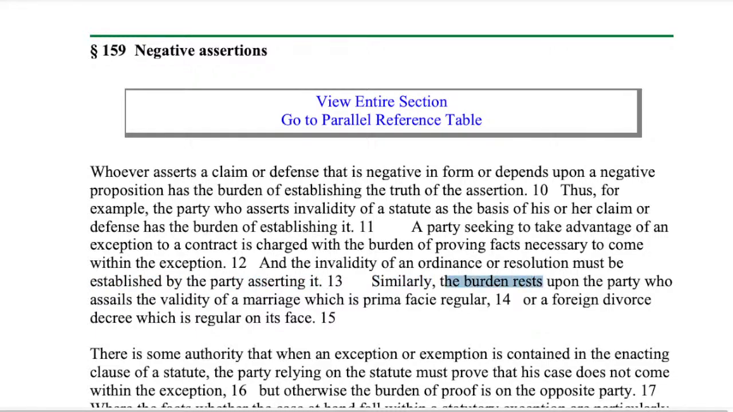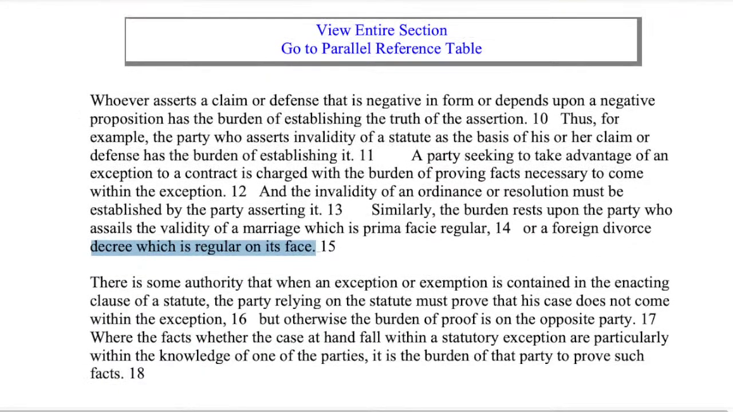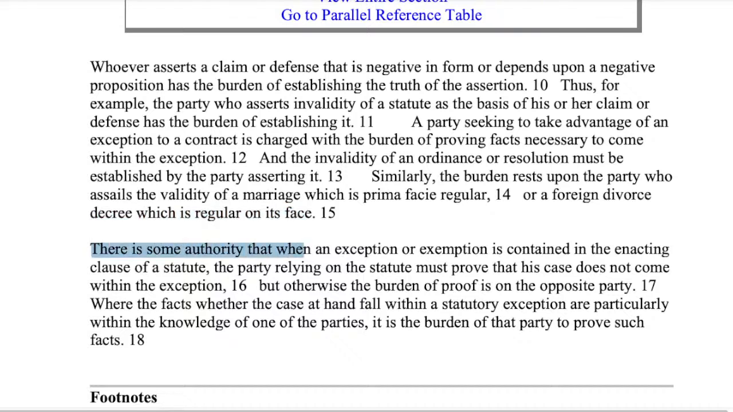Similarly, the burden rests upon the party who assails the validity of a marriage, which is prima facie regular, or a foreign divorce decree, which is regular on its face. There is some authority that when an exception or exemption is contained within the enacting clause of a statute, the party relying on the statute must prove that his case does not come within the exception, but otherwise the burden of proof is on the opposite party.